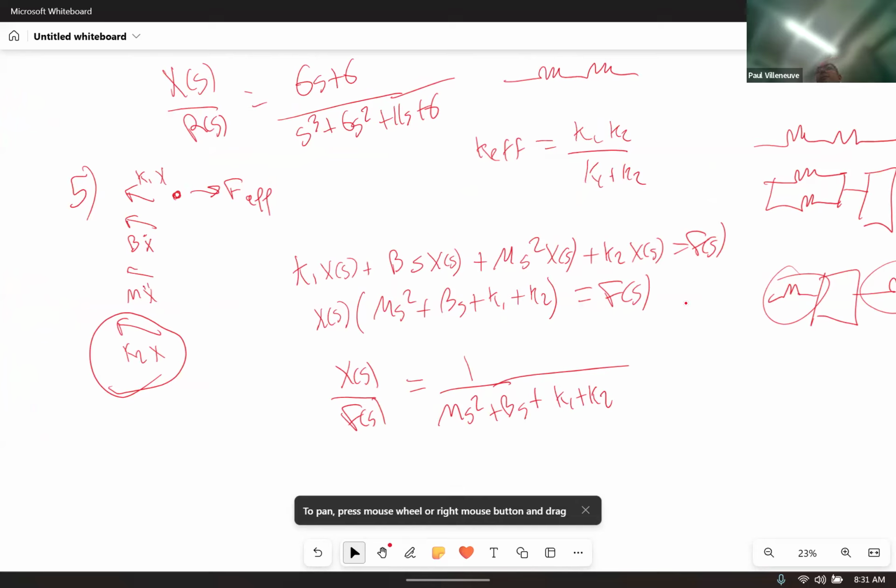Both springs are opposing because the mass is in equilibrium. It's at the zero point. It's not moving, so both springs are sitting there happy. They're at their equilibrium point. The damper is not moving. Everything is happy. Now all of a sudden we have a force.